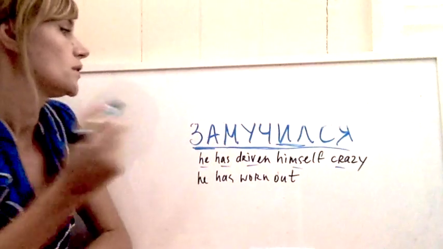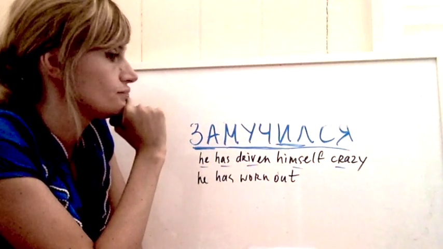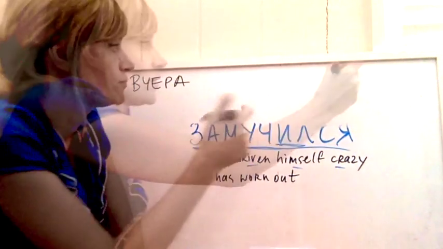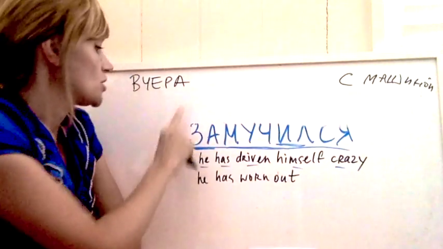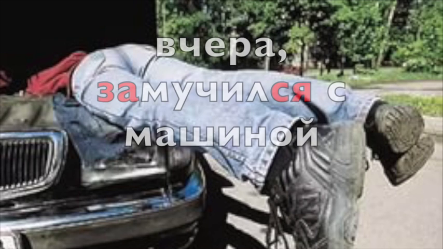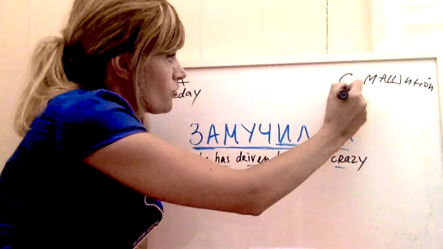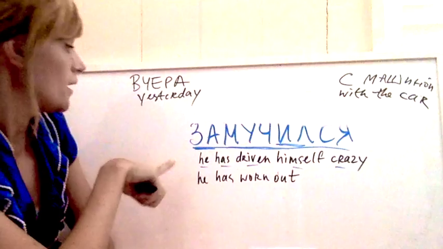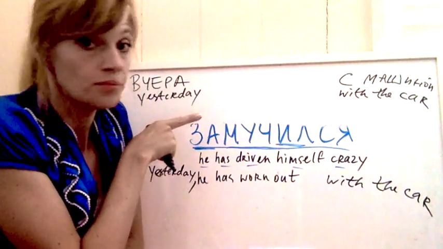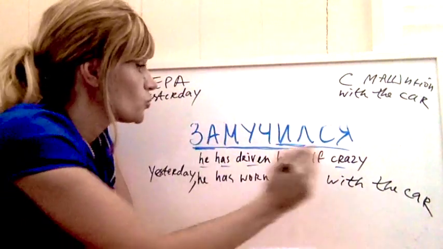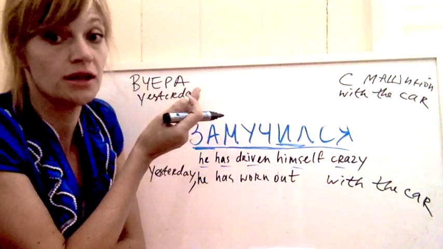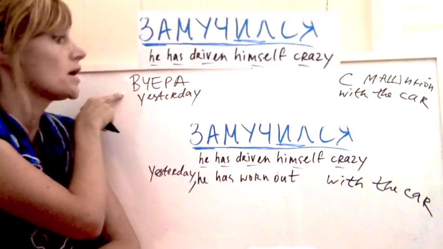Okay, let's make a sentence. Вчера замучился с машиной. Вчера замучился с машиной. So, yesterday I drove myself crazy with this car. In English, you need several separate words. In Russian, because it's a self-contained word, in one word you have all the information. It's like a block of information that you can move around. It won't lose any sense. You can put it at the end of the sentence.